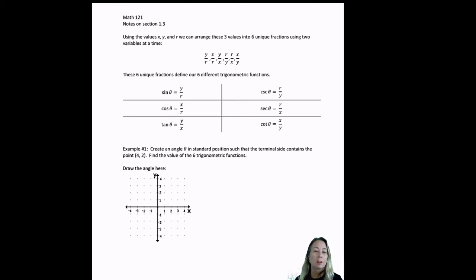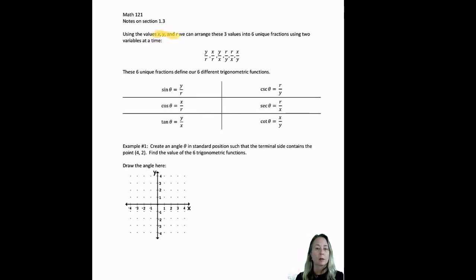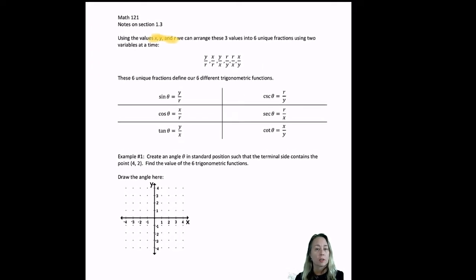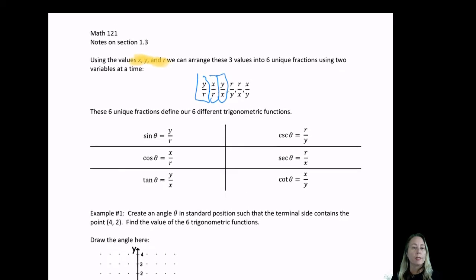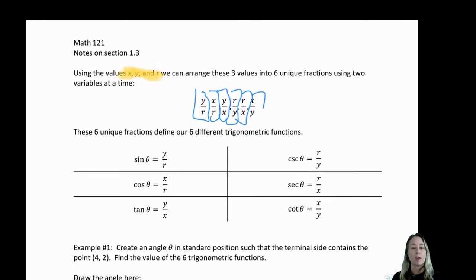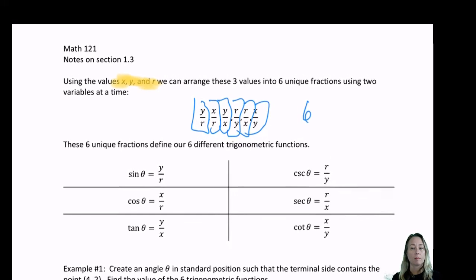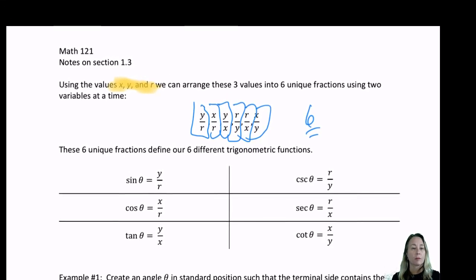In trigonometry, we start with definitions. We define the 6 trigonometric functions using just 3 variables, x, y, and r. Each trig function is a fraction, so you have a numerator and you have a denominator. We arrange x, y, and r into as many different fractions as we can. We can create 6 different fractions. The 6 different fractions are pictured here.